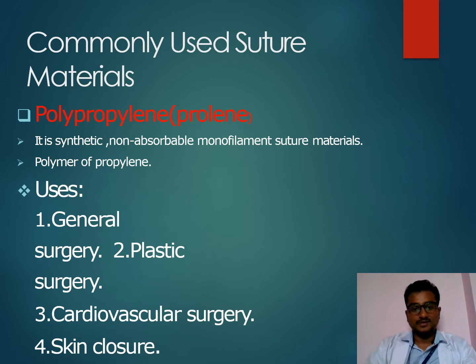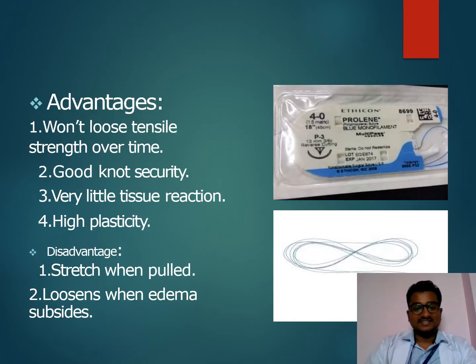Commonly used suture material: polypropylene. It is a synthetic non-absorbable monofilament suture material. Polymer of propylene. Uses: it is used in general surgery, plastic surgery, cardiovascular surgery, and skin closure. Advantages: doesn't lose tensile strength over time, good knot security, very little tissue reaction, high plasticity. Disadvantages are that it stretches when pulled and loosens when edema subsides.